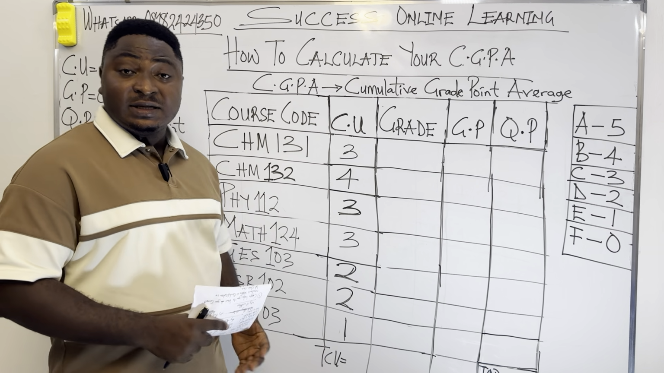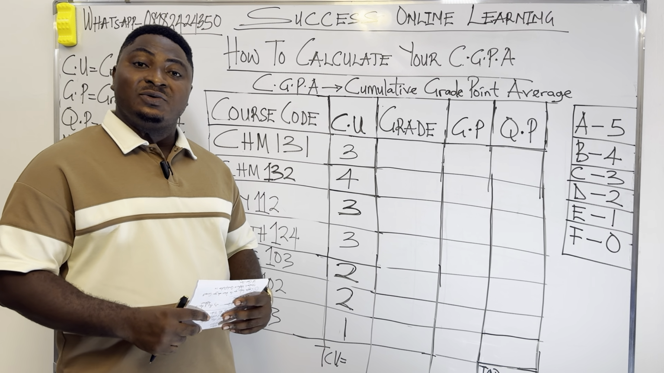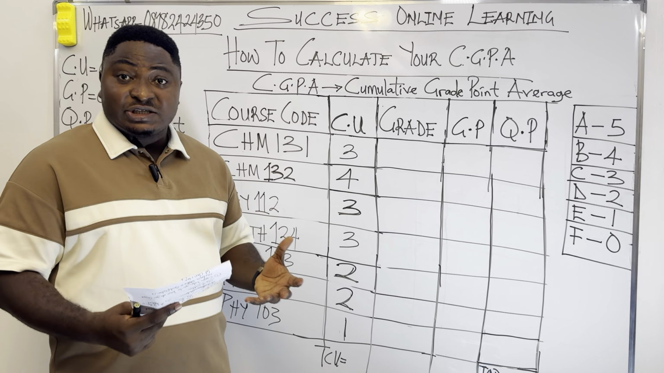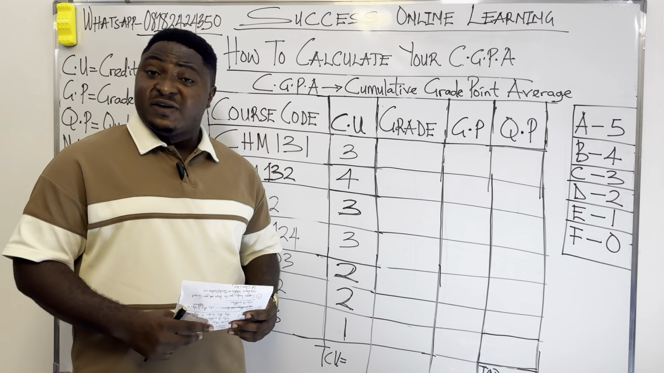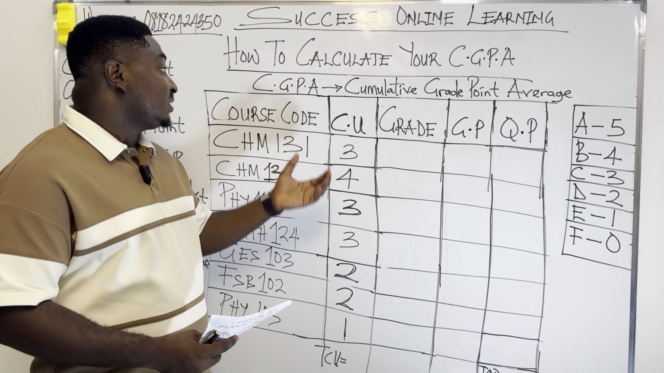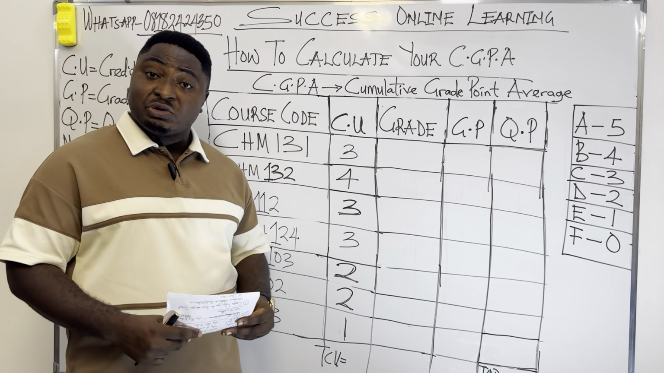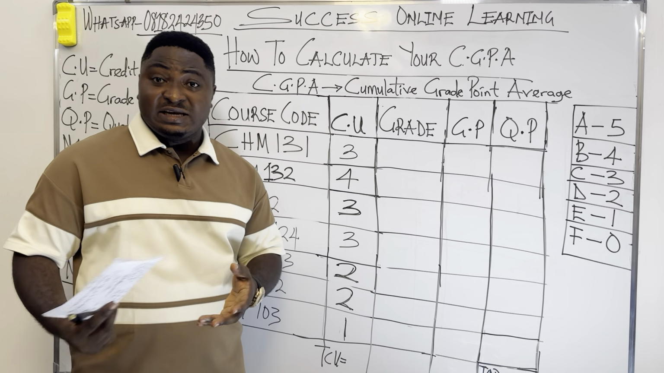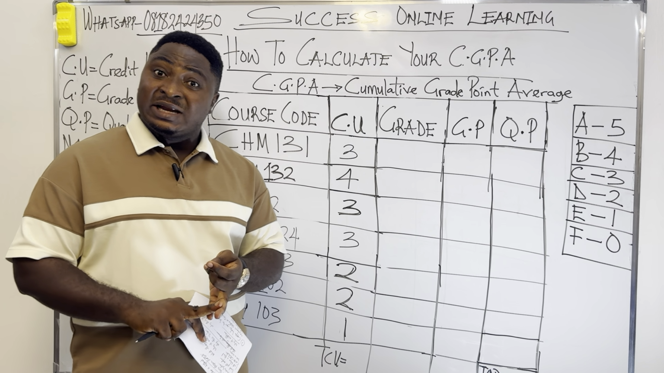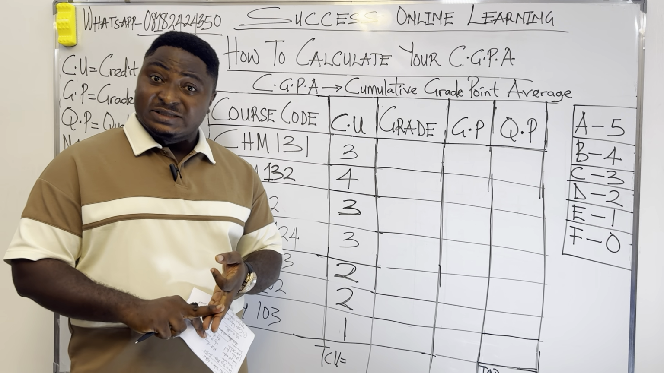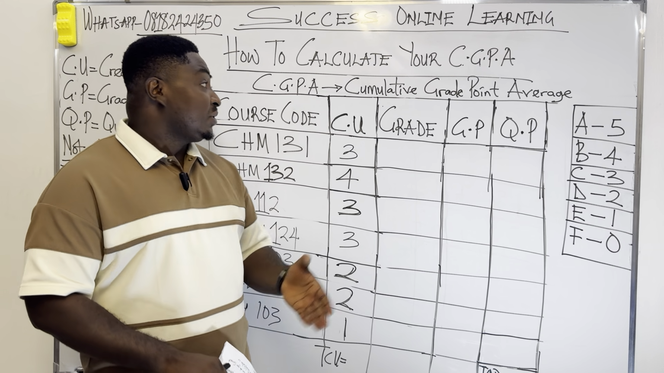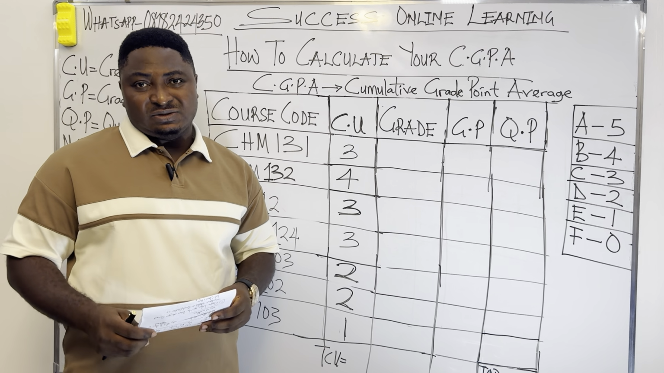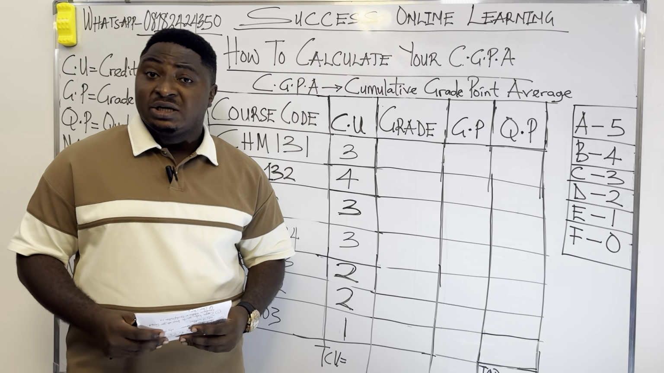Now, before we get the ball rolling, first things first, I'd like to tell you the importance. Why is CGPA important for any university or college student? It is the CGPA that gives you the information of your current academic status. Without knowing your CGPA, you cannot ascertain if you're a first class student, a second class upper student, a second class lower student, or a third class student, because your CGPA grade tells me the current academic status of the student. So it's very important that at least you know how to calculate your CGPA.